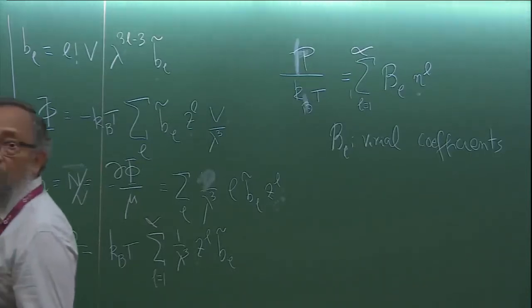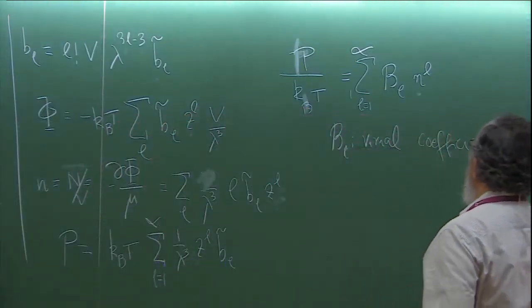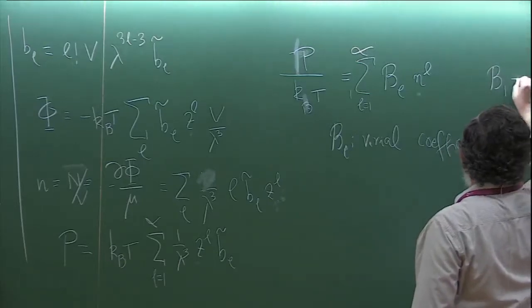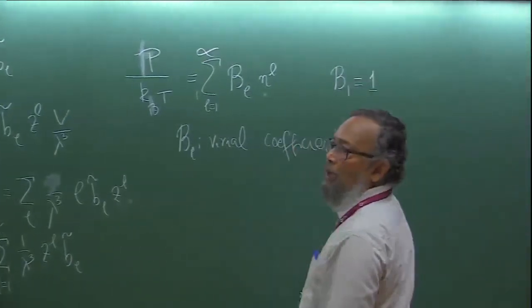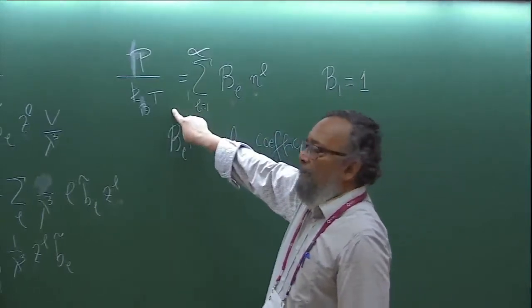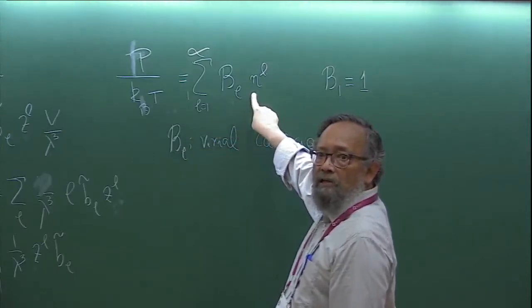Given a potential, in principle, one can calculate what this B1, B2, B3, etc. are. As you have guessed, this B1 is simply equal to 1, and that gives you the ideal gas equation of state. P divided by kBT is the number density. That's the ideal gas equation of state.